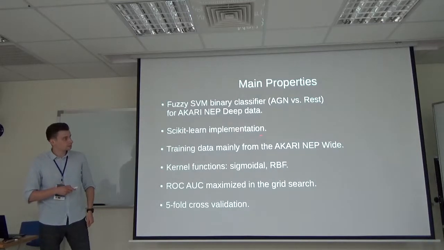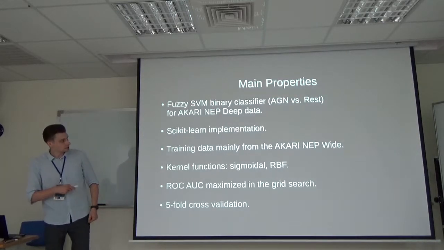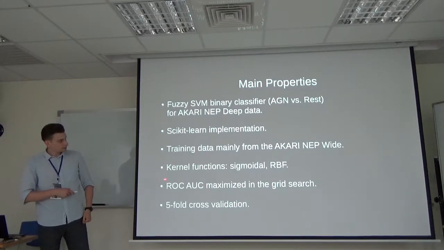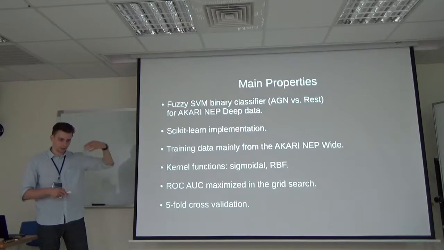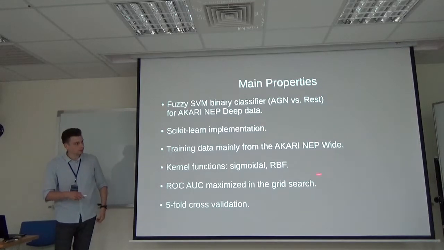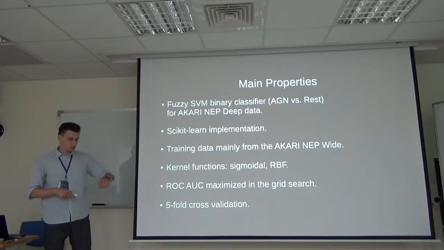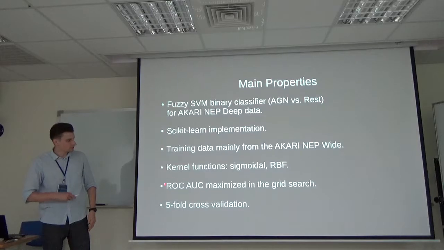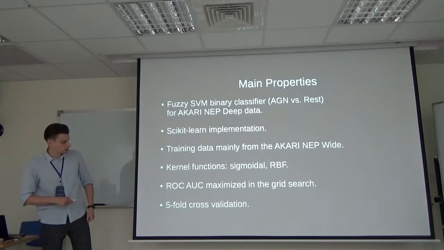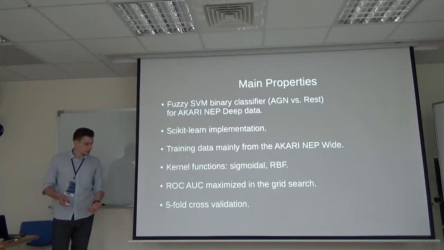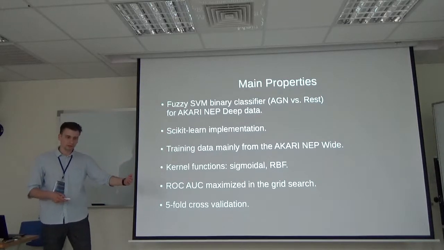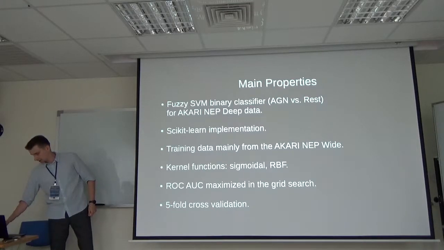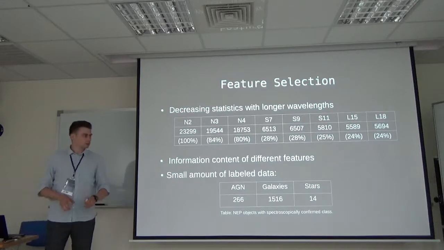We use the scikit-learn implementation of the SVM algorithm. As training data, we use mainly data from the AKARI NEP wide. The kernel functions that map the data into the high-dimensional space were the sigmoidal and the radial basis function, and in the training process, to tune the parameters of the SVM, we were maximizing this metric, the area under the ROC curve. And because of the small amount of data, we didn't separate an additional validation set, we just used 5-fold cross-validation during the training.